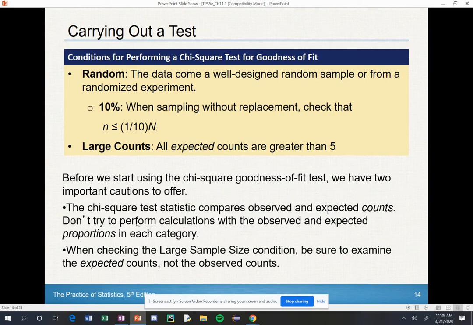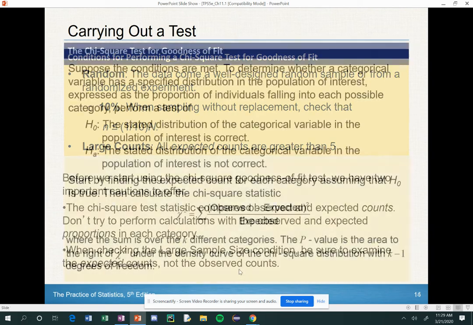It's giving some warnings here that I've already made mention of. The chi-square test statistic compares only the observed and the expected counts. Do not try doing this with the proportions. Be warned. When checking the large sample condition, be sure to use the expected counts, not the observed ones. These are common mistakes people make.